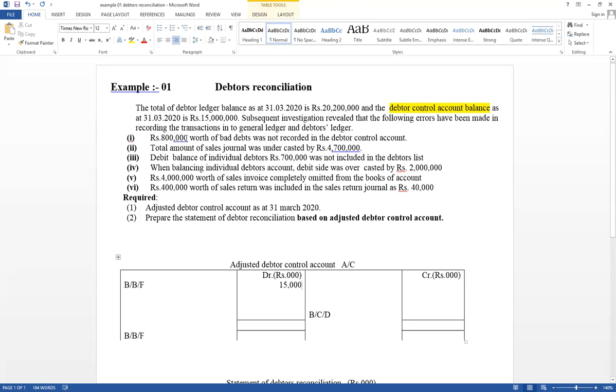First one: rupees 18,000 worth of bad debts was not recorded in the debtor control account. The effect for the debtor control account was not recorded in the debtor control account. Therefore, debtor control account credit, suspense account, not bad debts. The reason is that it has not been recorded only in the debtor control account. Therefore, here as a suspense account.